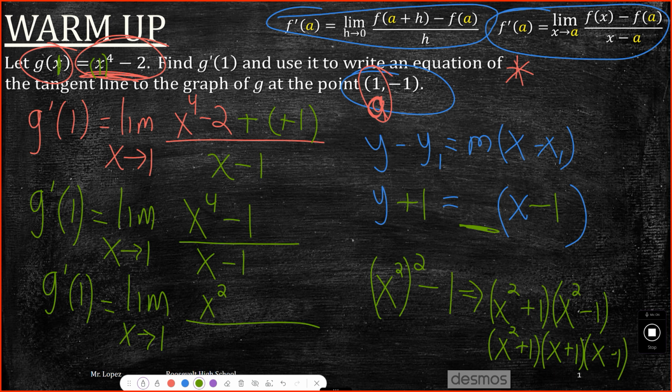So that's completely factored out. So that turned factored out would be this. So let me put that over here. x squared plus 1, x plus 1, x minus 1, over x minus 1.